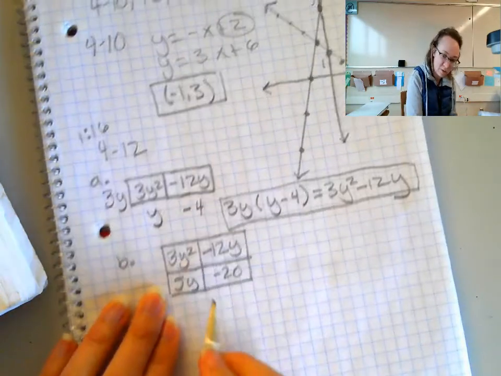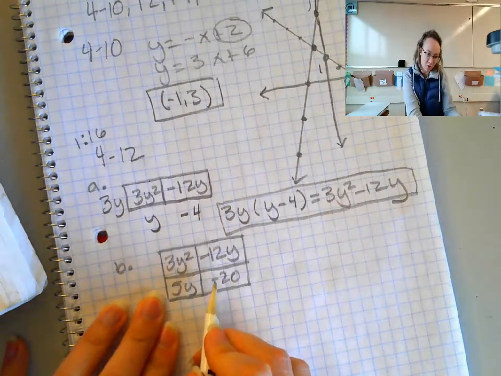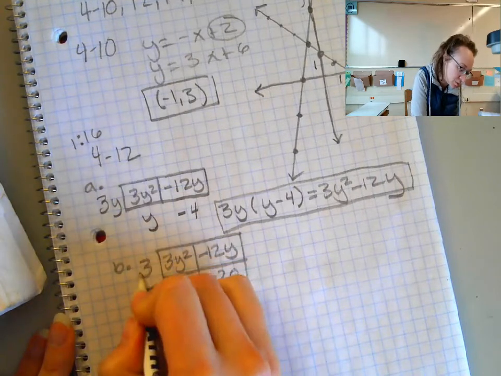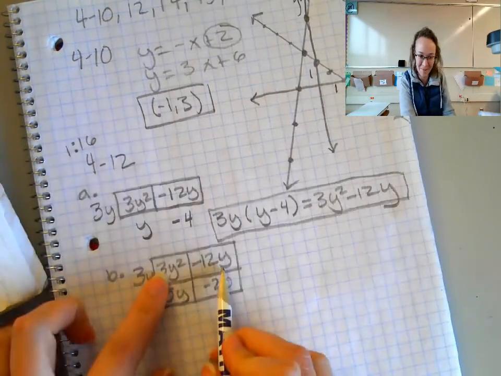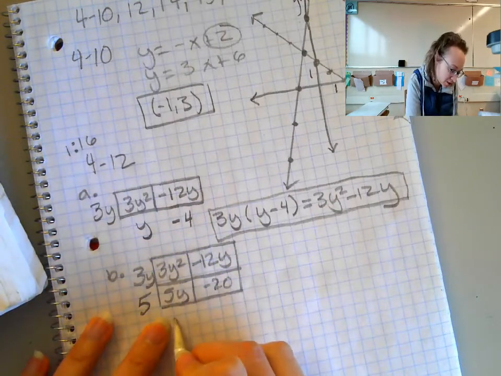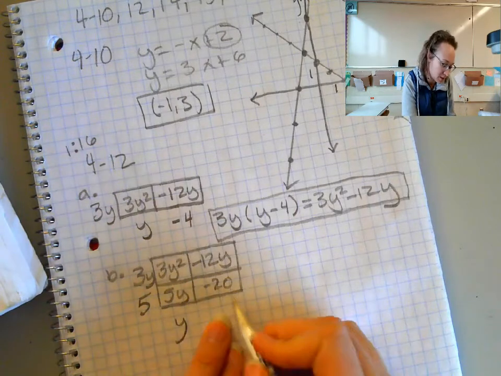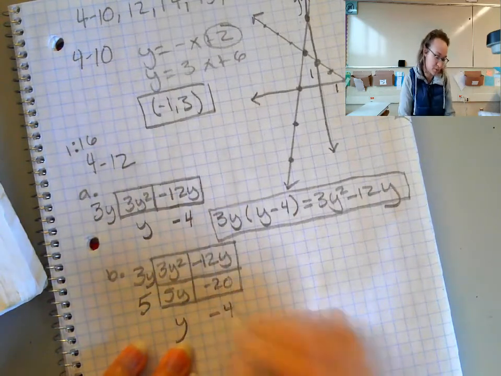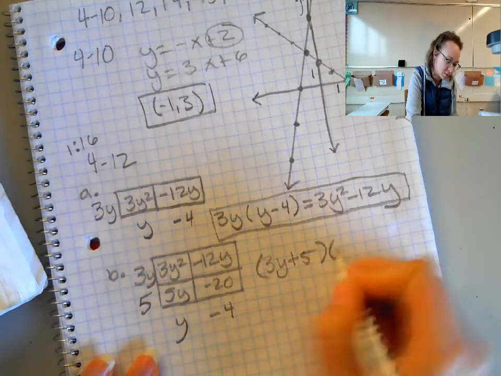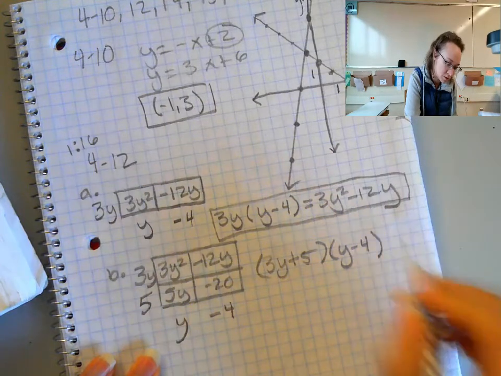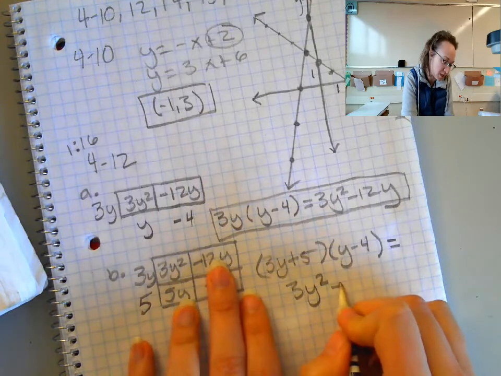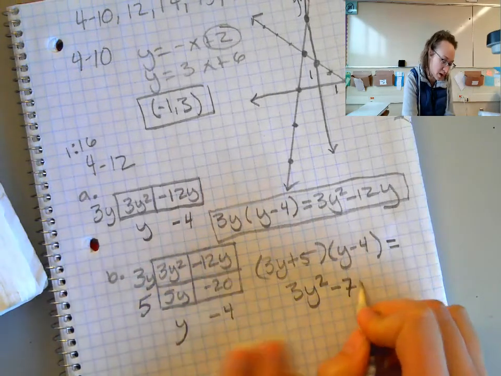Here, I'm looking for common factors again. So I see a 5 here. I see a 3y here. Notice that's the same thing as up top. Hopefully that makes it a little bit easier. And so then down here, I would just have a y. That works. And here I would just have that negative 4. That works. So 3y plus 5 times y minus 4 equals 3y squared. Combine those to be negative 7y minus 20.